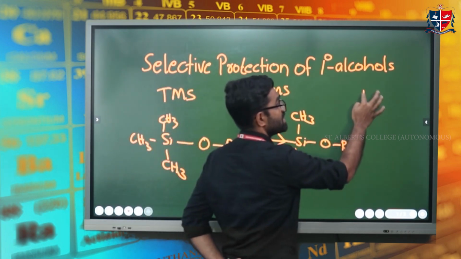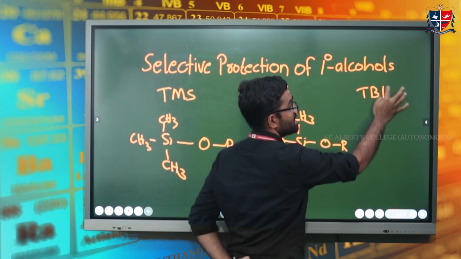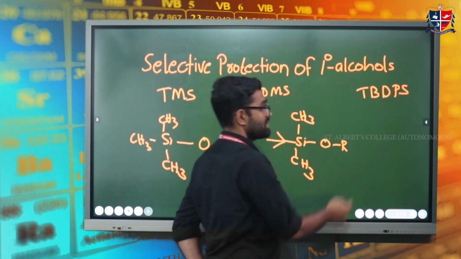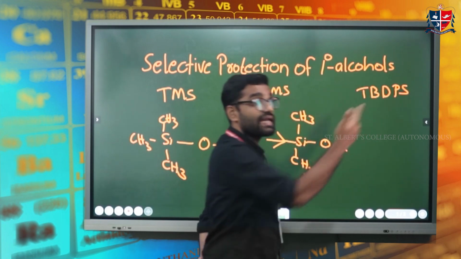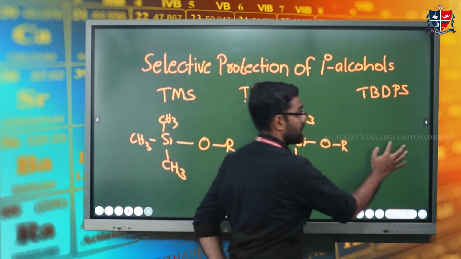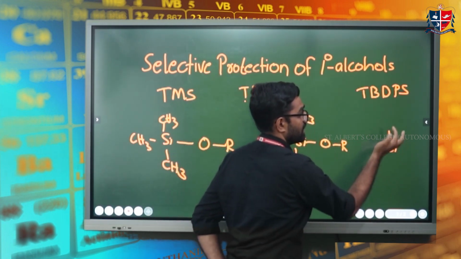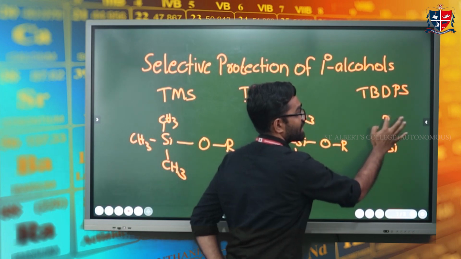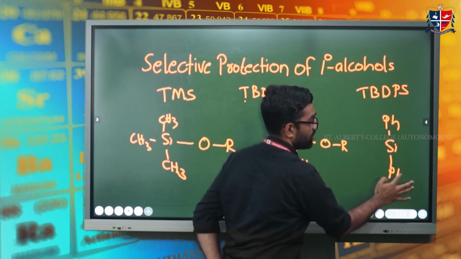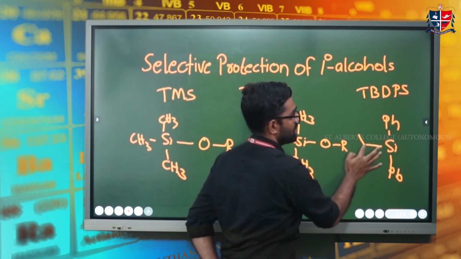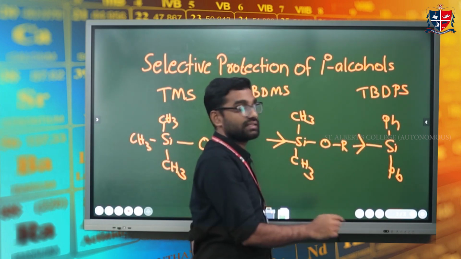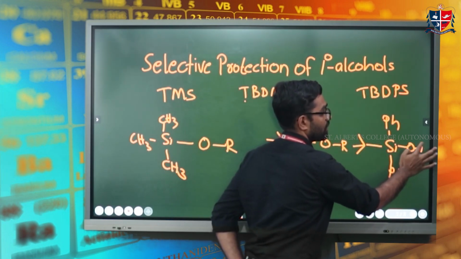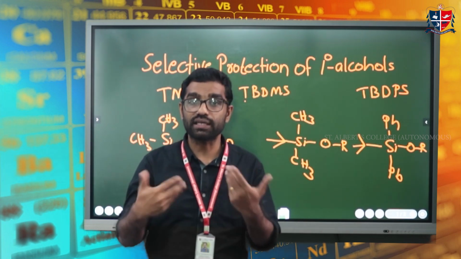Then TBDPS, that is tertiary butyl diphenyl silyl protecting groups. That means silicon with a phenyl group, diphenyl group, and then tertiary butyl. See, tertiary butyl diphenyl silyl protecting group. This we have learned in the earlier class.